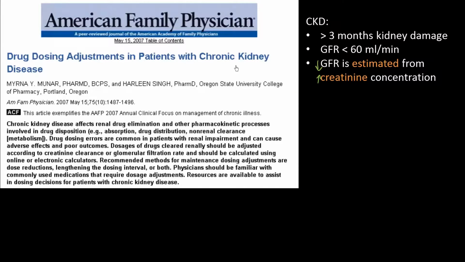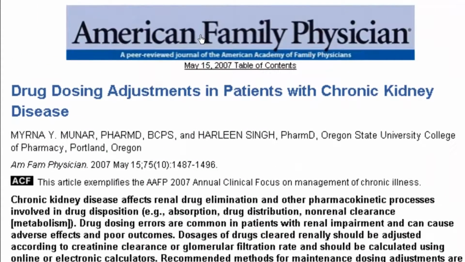So, just looking at this paper, this is from the American Family Physician. It is a peer-reviewed journal of the American Academy of Family Physicians. And it says, drug dosing adjustments in patients with chronic kidney disease. So here, let's just read through the abstract. Chronic kidney disease affects renal drug elimination and other pharmacokinetic processes involved in drug disposition. Drug disposition is a term you should know.